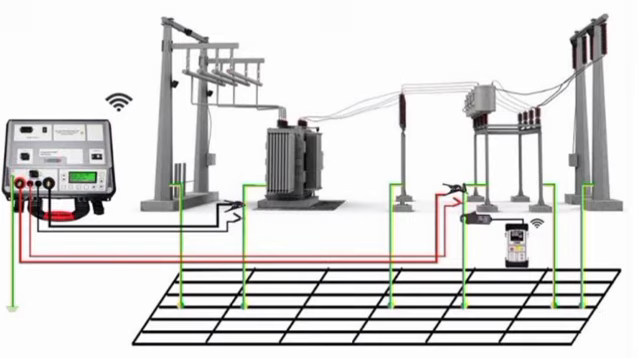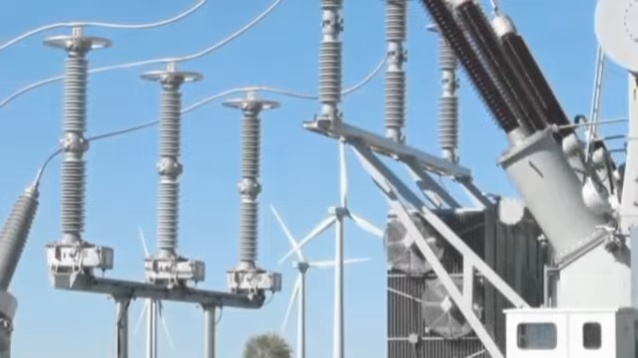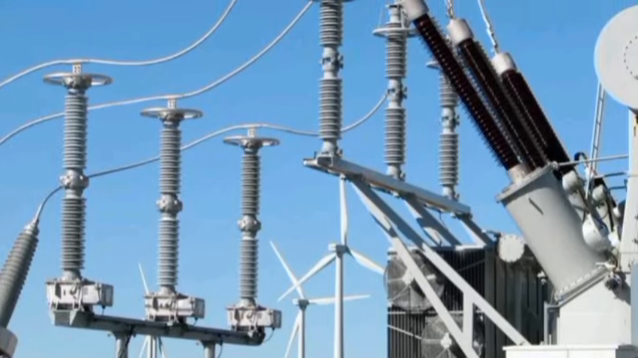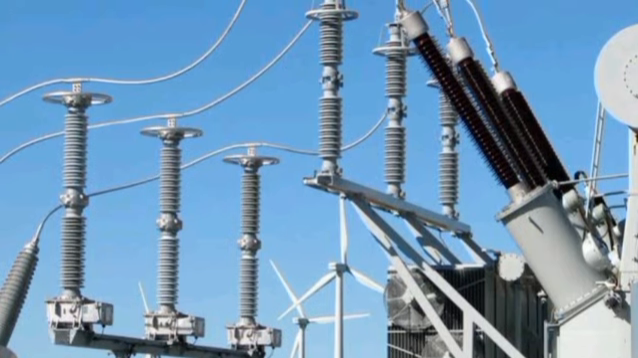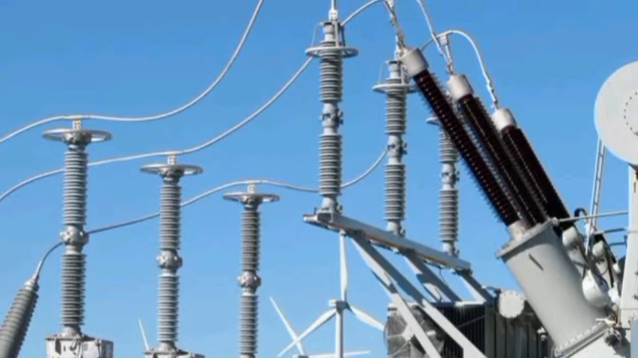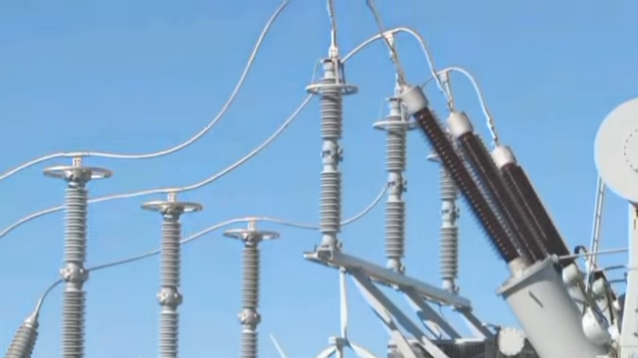Earthing system. The earthing system ensures that any fault currents or leakage currents are safely discharged into the ground. Proper earthing is critical for protecting both equipment and personnel from electrical shock and damage. Surge arresters. Surge arresters protect the substation equipment from voltage spikes caused by lightning or switching operations. These devices absorb and divert excess energy to the ground, preventing damage to sensitive equipment like transformers and circuit breakers.